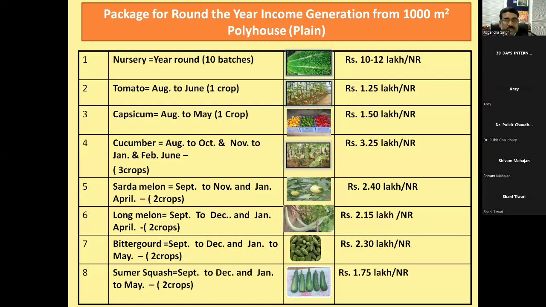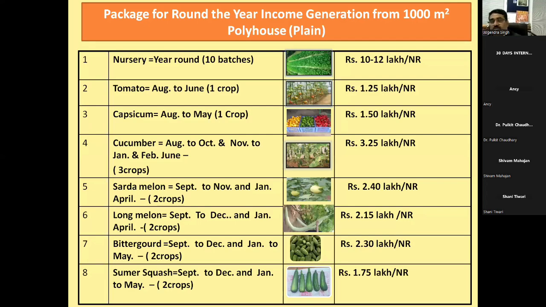If you grow off-season sarda melon, September to November and January to April, 2 crops, we can take 2.4 lakh rupees, more than 2 lakh rupees per 1,000 square meters. If you grow long melon, September to December and January to April, you receive more than 2 lakh rupees. Bitter gourd, September to December and January to May, during off season, we can receive a net income of more than 2 lakh rupees. Summer squash gives more than 1 lakh rupees, and up to 1.5 lakh rupees.